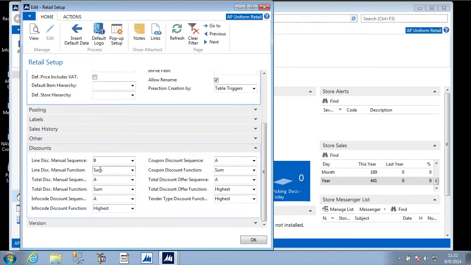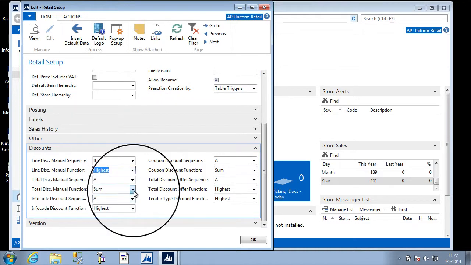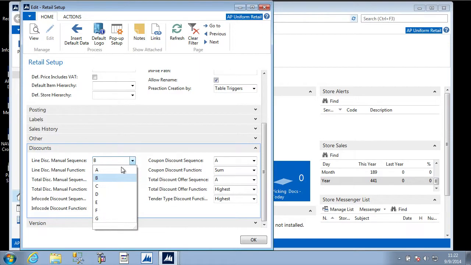You can see these two fields, line discount manual functions and line discount or total discount manual functions, and they are set to the sum setting, which explains why our discounts were adding together. We, however, want them to be the highest setting, and we also need to make sure that the sequences are equal for this to work.